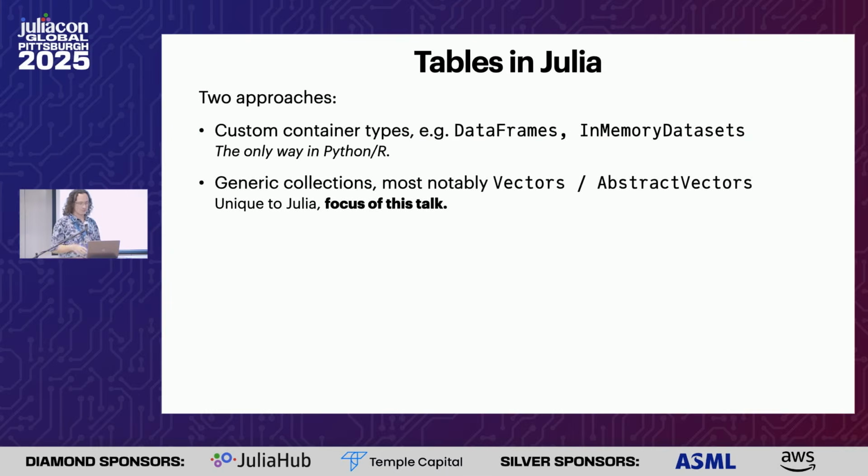There are really two approaches to using tables and tabular data manipulation in Julia. One is the most common way, the only way in Python and R, and I guess the most common in the world for that reason: to use custom container types, like data frames and in-memory data sets. Maybe I missed something. But in Julia, you can also just use generic collections like vectors or abstract vectors of, in the base case, named tuples. I mostly use tables in this manner, and this will be the focus of my talk.